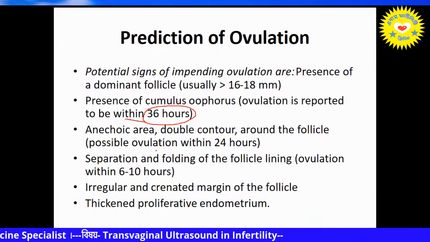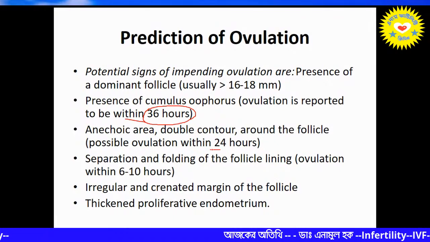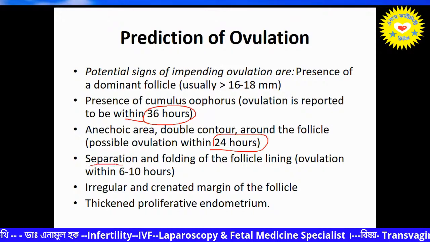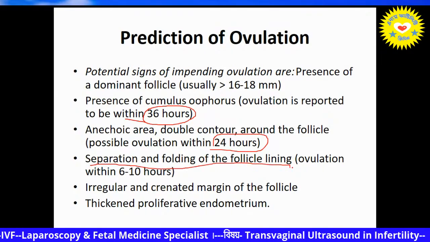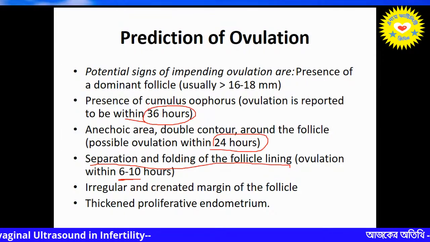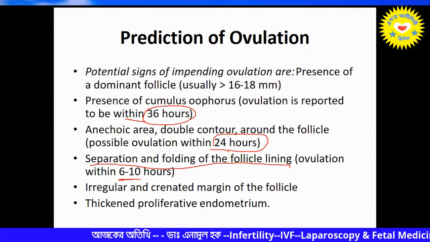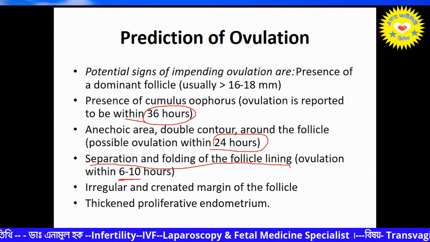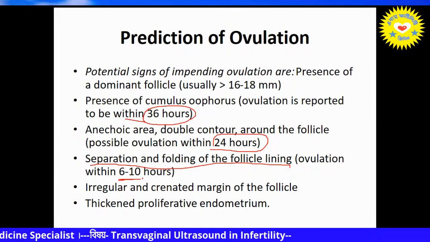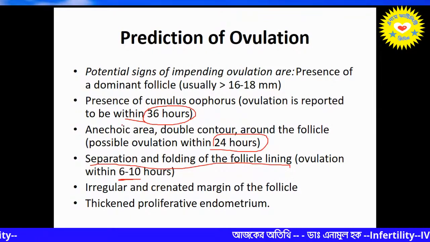And another thing, when you see the anechoic area, the double contour around the follicle, then ovulation is impending within 24 hours. But if you see separation and folding of the follicle lining, ovulation will occur within 6 to 10 hours. That's very important. To summarize: cumulus oophorus, 36 hours; double contour, within 24 hours; separation and folding of the follicle lining, within 6 to 10 hours. And an irregular crenated margin of the follicle and thickened proliferative endometrium are all signs for predicting ovulation.